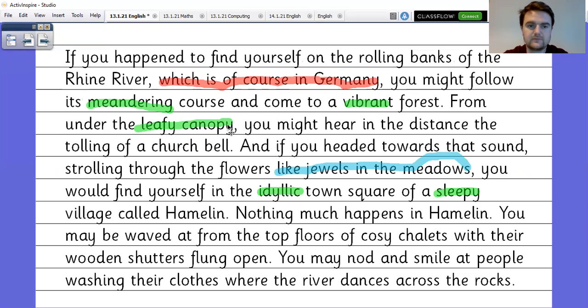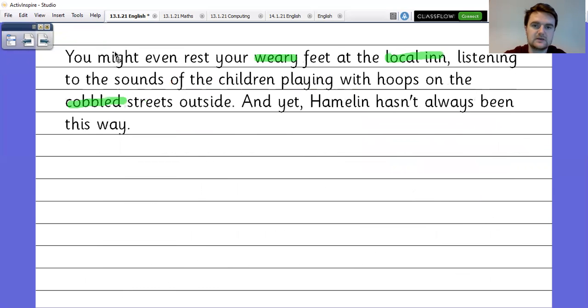Meandering course, vibrant forest, leafy canopy, that's all quite detailed adjectives that we can use, and it's quite specific. They're interesting words. I've got a simile with like jewels in the meadows, some more adjectives with idyllic and sleepy. Got a range of different sentence lengths as well. Nothing much happens in Hamlin. There's a nice short sentence that's put in the middle of the two long flowing sentences. I've gone for a rule of three as well with you may, and you might. Weary feet, local inn, cobbled streets, all of those build that picture in our heads of what the area is like and what the location is like.